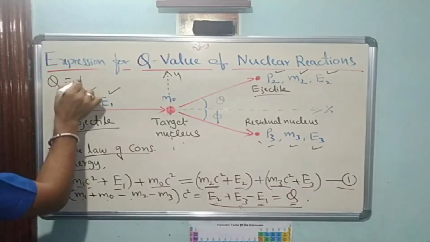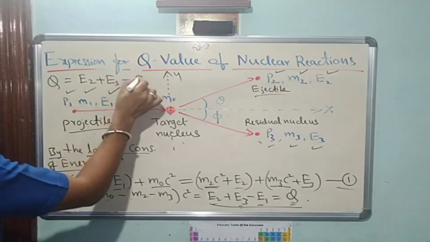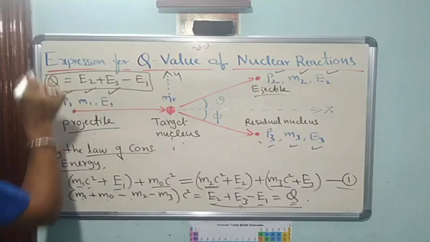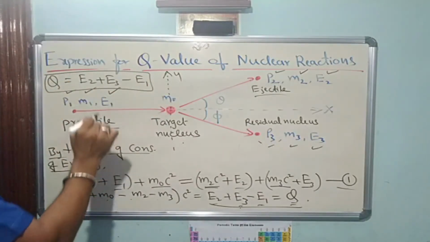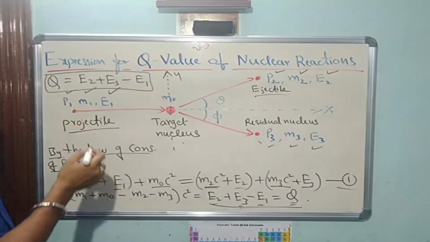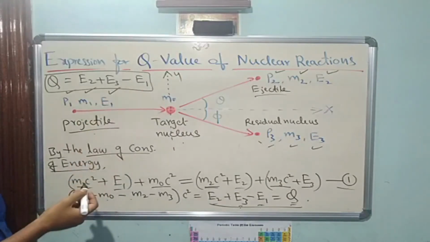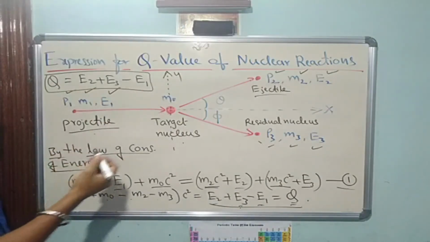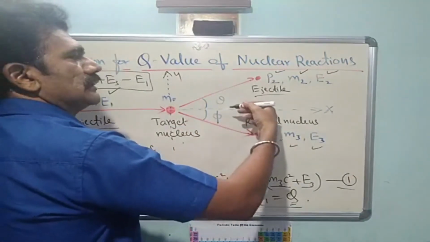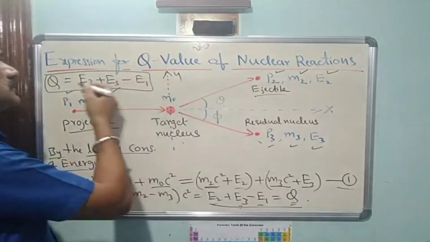So Q is equal to E2 plus E3 minus E1. Now in this main equation we have to substitute the expressions of E1, E2 and E3. E1 is the energy of the projectile. Depending upon its kinetic energy, we can substitute the value of E1 easily. And E2 is the energy of the ejectile. Once you know the amount of energy released when it moves with a certain kinetic energy, you can substitute that value also easily.